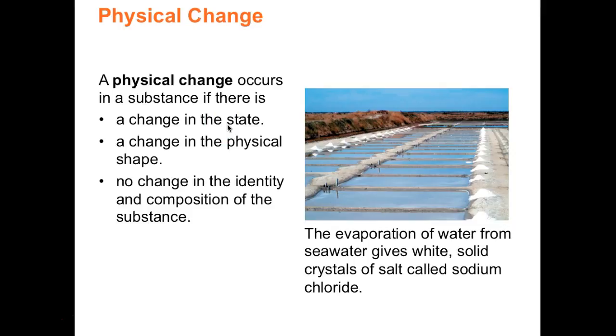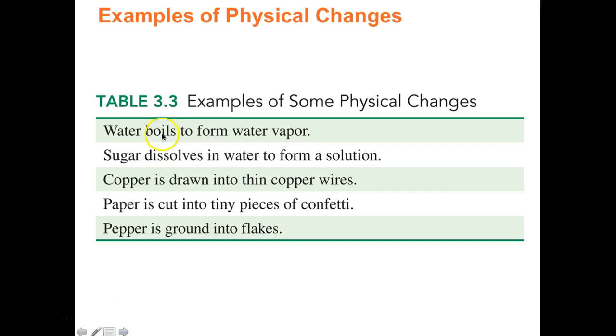So for example, when I boil water or melt ice, the chemical identity is still H2O, it's still water. It might exist in different phases, but it's still H2O. So the identity and the composition is not changed during a physical change. So water boiling or sugar dissolving into the water, you can separate out the water and the sugar, because you can evaporate off the water and then you get back your sugar.